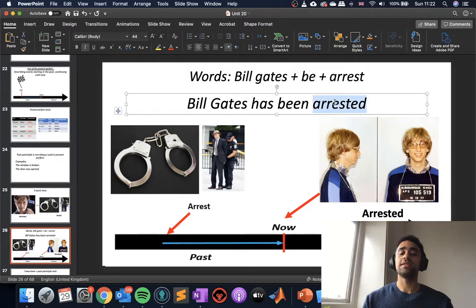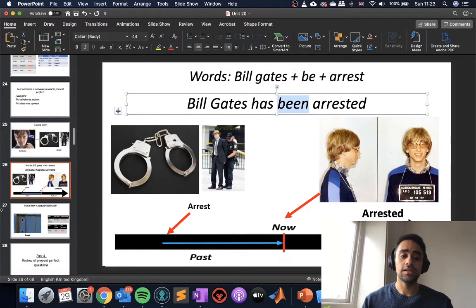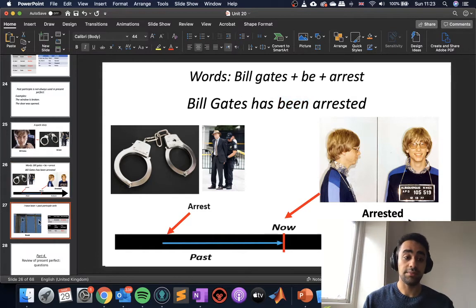But now because it's passive, it's مبني للمجهول بالعربي. So now somebody arrested Bill Gates. So Bill Gates is arrested. But because it's present perfect, we have two past participles. The first past participle is been, because this is our main verb. The second past participle, arrested, is because it's a passive voice. So this is an example of what I was saying.